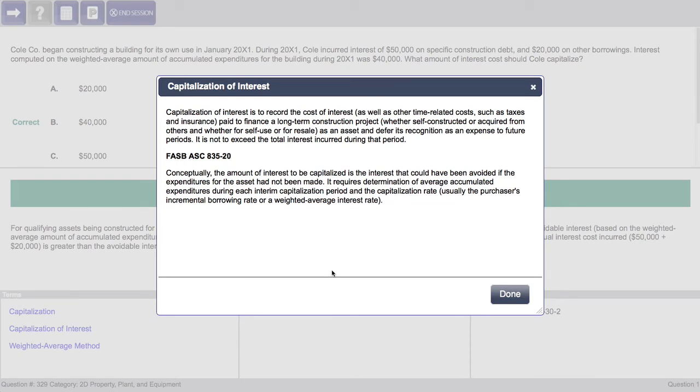Capitalization of interest is to record the cost of interest as well as other time-related costs such as taxes and insurance paid to finance a long-term construction project as an asset and defer its recognition as an expense to future periods.